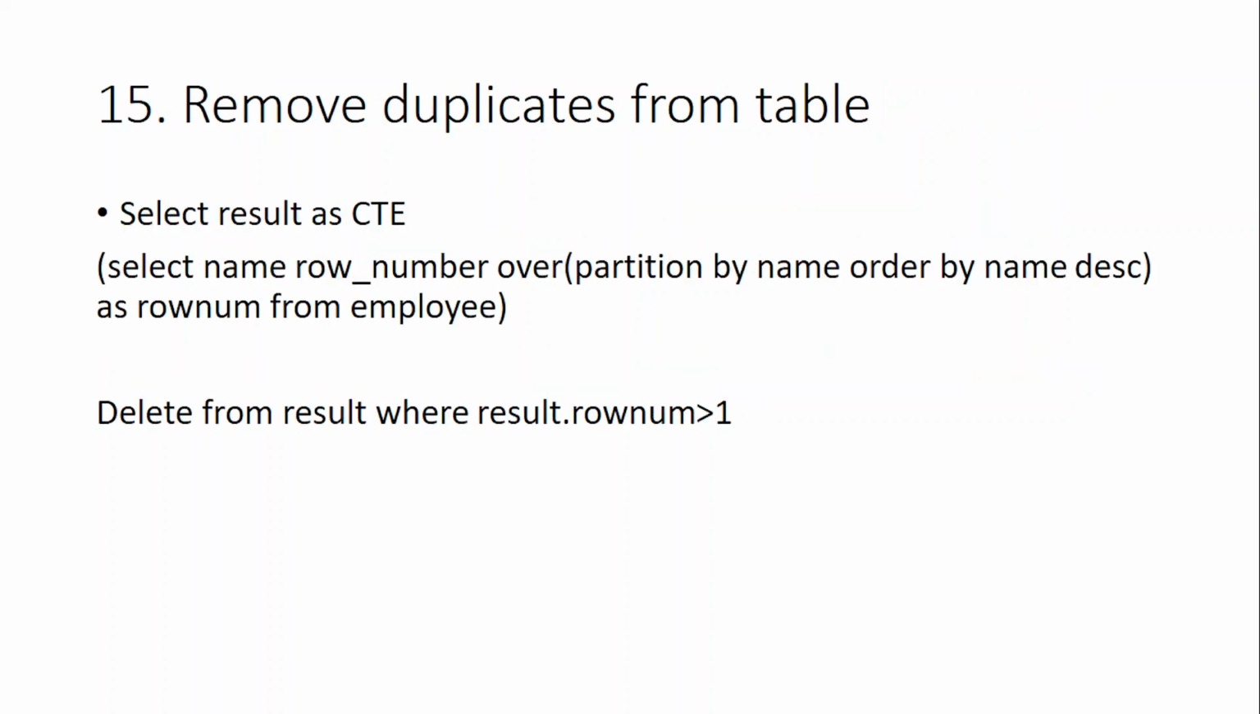The next SQL query they will ask you to write is to remove duplicates from a table. To remove duplicates from the table, you can use a common table expression. For this you have to use the row number function. Select name, comma, or any other column which you want, row number over partition by name and order by name, and then delete from the result, or you can say delete from whatever common table expression name you gave, where row number is greater than one.